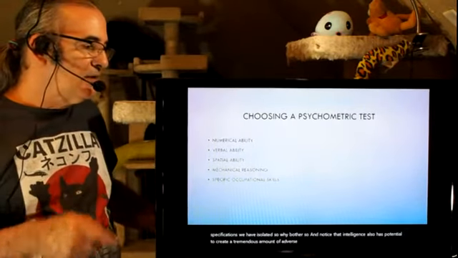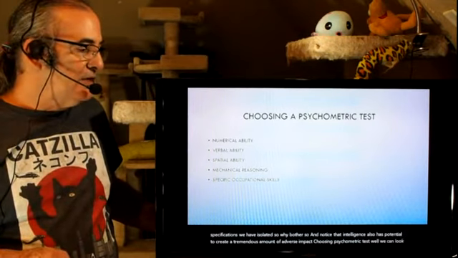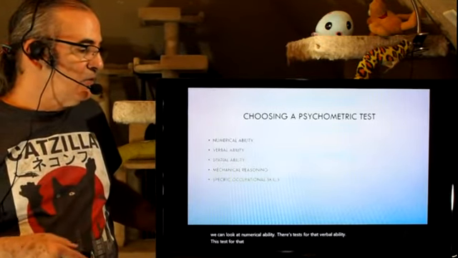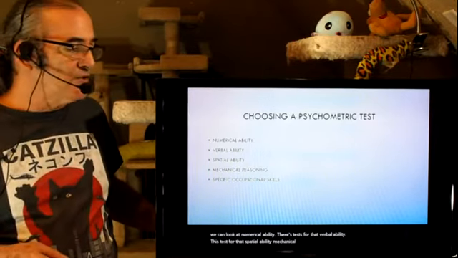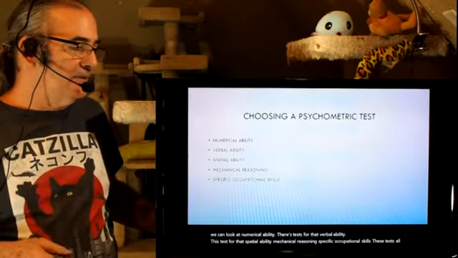So, choosing a psychometric test, well, we can look at numerical ability. There's tests for that. Verbal abilities, tests for that. Spatial ability, mechanical reasoning, specific occupational skills. These tests all are available out there.